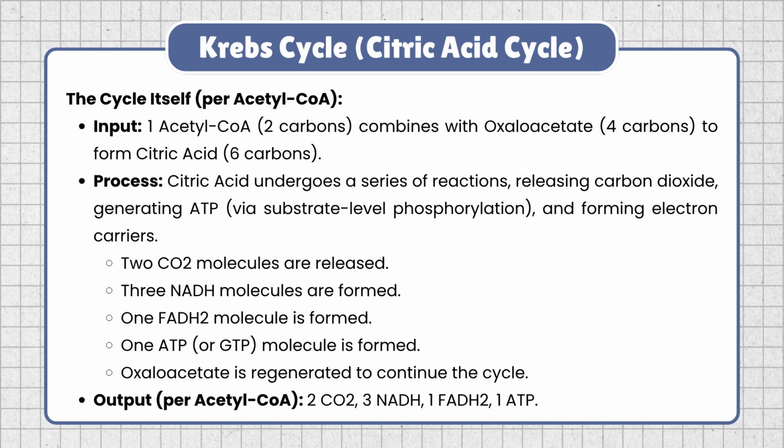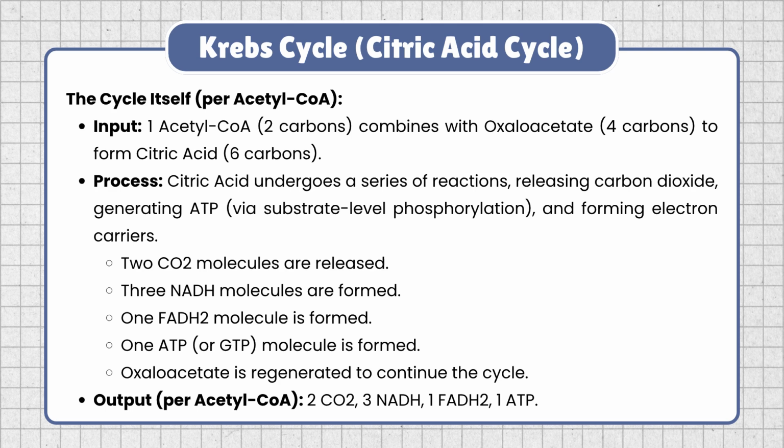Next, for the cycle itself, this is where we fully break down the fuel. Remember, the cycle turns twice for every one molecule of glucose. For our input, the cycle starts when 1 acetyl-CoA, the 2-carbon fuel, the product of the pyruvate oxidation, combines with a 4-carbon molecule called oxaloacetate. This forms the 6-carbon starter molecule called citric acid. For the process, the citric acid then goes through a series of reactions. The main job is to completely oxidize the carbon atoms, stripping their energy and releasing them as waste.